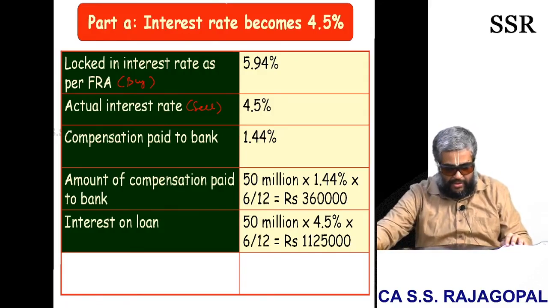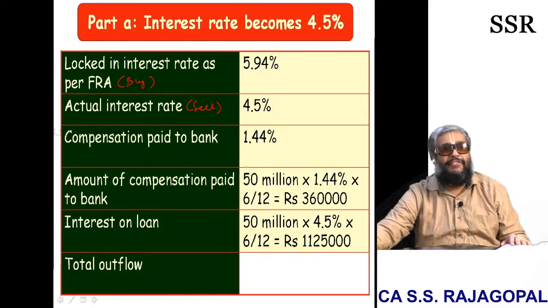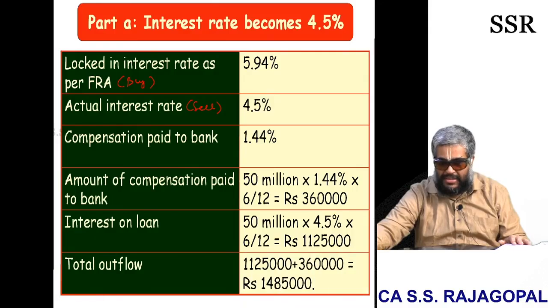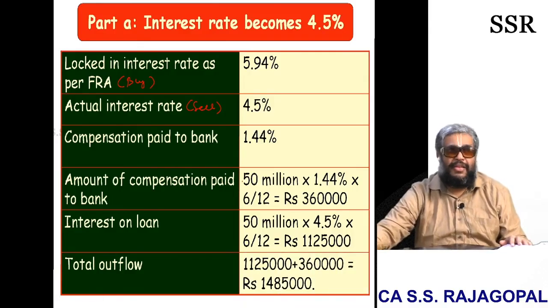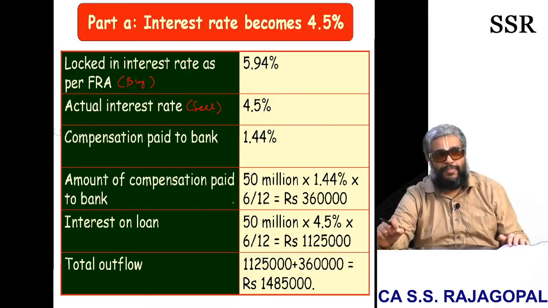So together the total outflow is 11,25,000 plus 3,60,000, which is equal to 14,85,000. Write down a note.